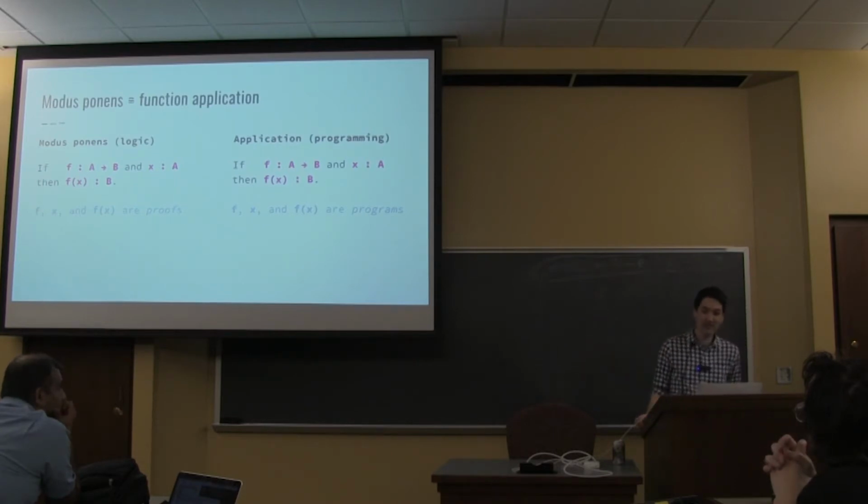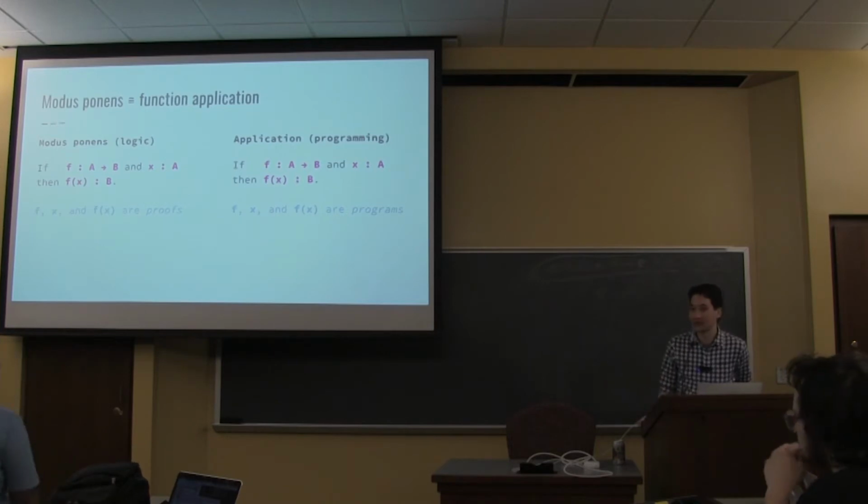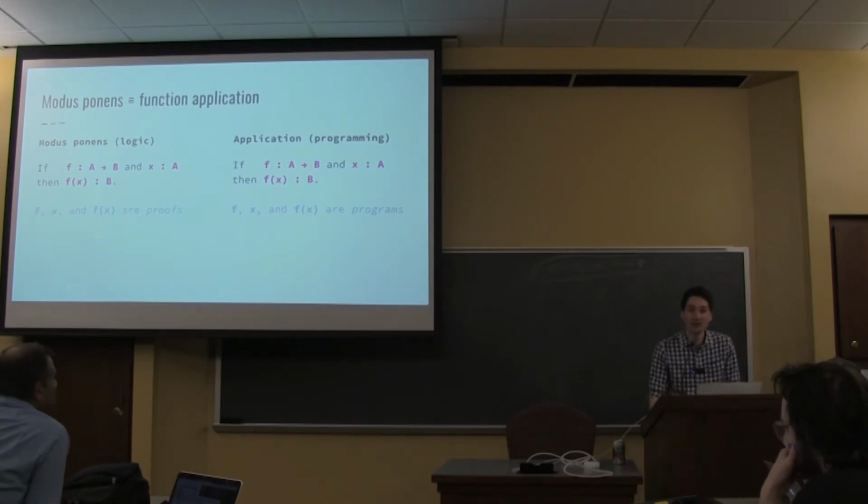So the idea here is that there's this correspondence between modus ponens from logic and function application in programming. On the left, f and f of x are proofs. And on the right, they're programs. So that hints towards a correspondence between proofs and programs. I'm sure many of you have heard of this before.